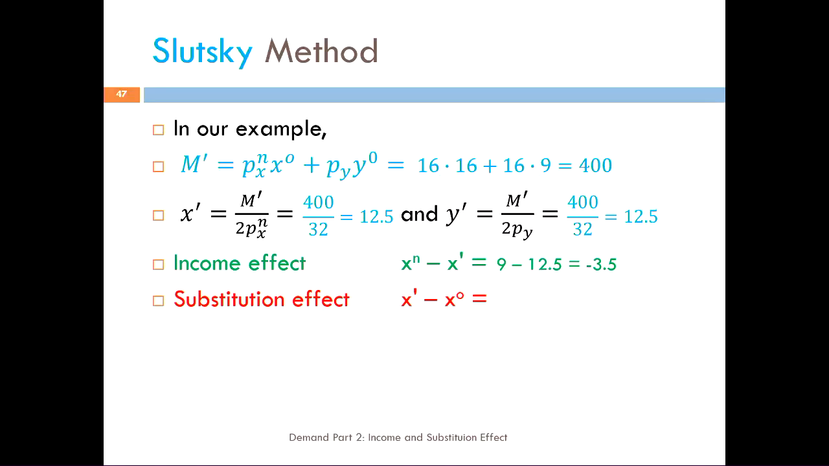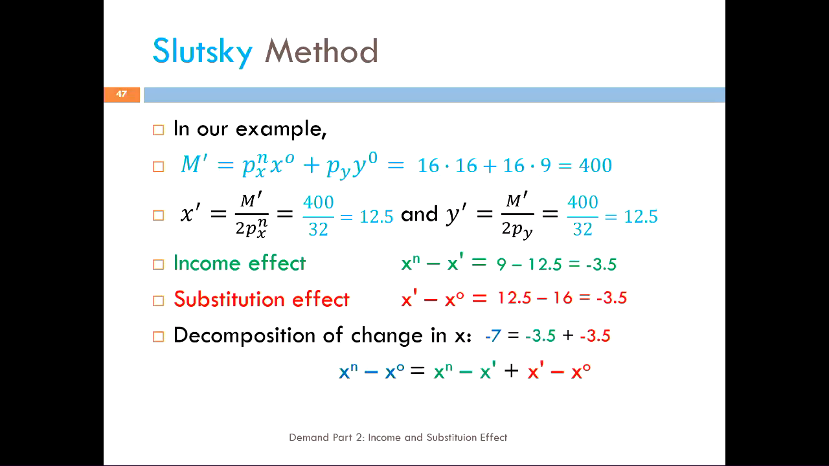The substitution effect is X prime minus X naught. Again, I'll show you this on the diagram. The hypothetical quantity demanded is 12.5. The original quantity demanded was 16. So again, the substitution effect is minus 3.5. Again, remember the total change of quantity demanded, we already know that from the data, it's minus 7.